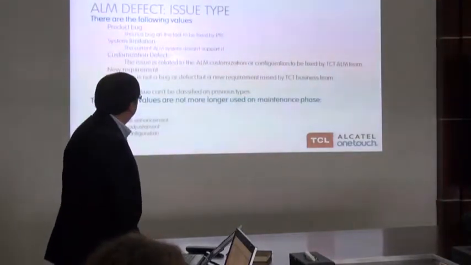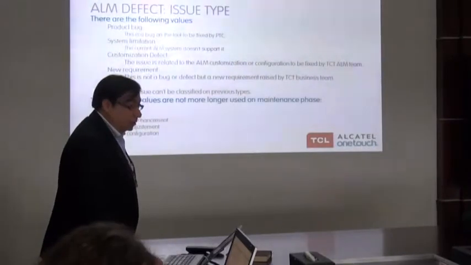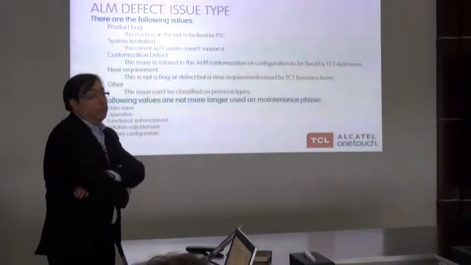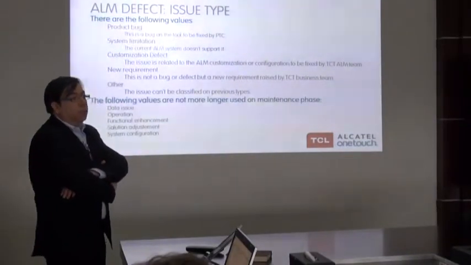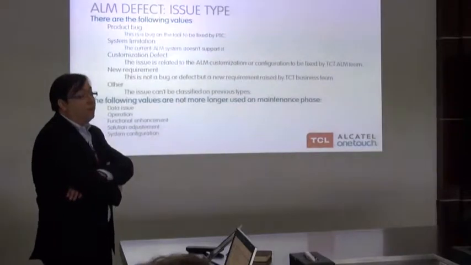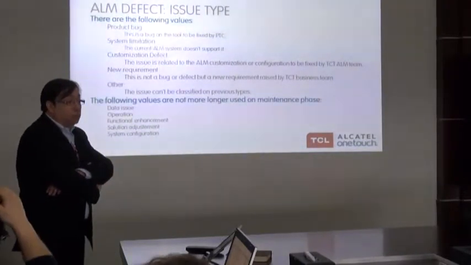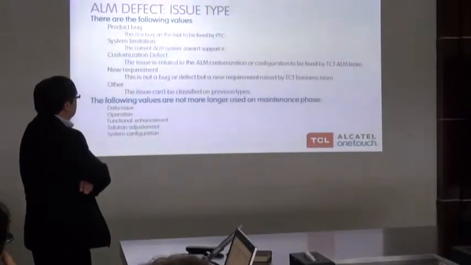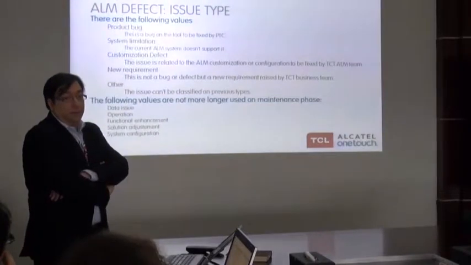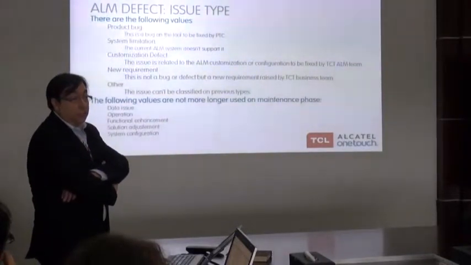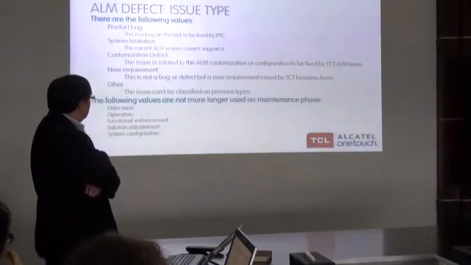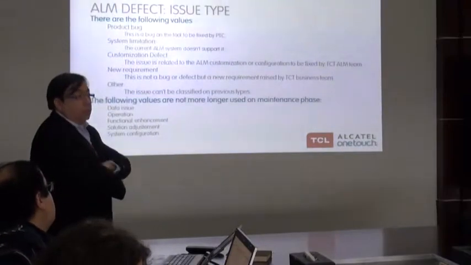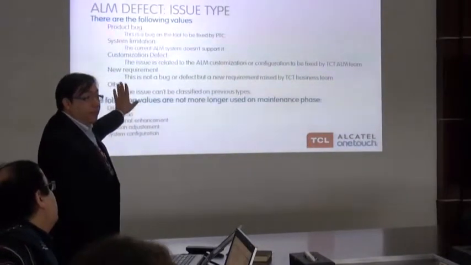Okay. Any other question about the priority? Okay. Another important field that you have in the ALM defect is the issue type. It is very important to define very well, when you report an ALM defect, whether this is a problem on the tool, a bug on the tool, or a new requirement, or something else. So this is why we define this value in the issue type.